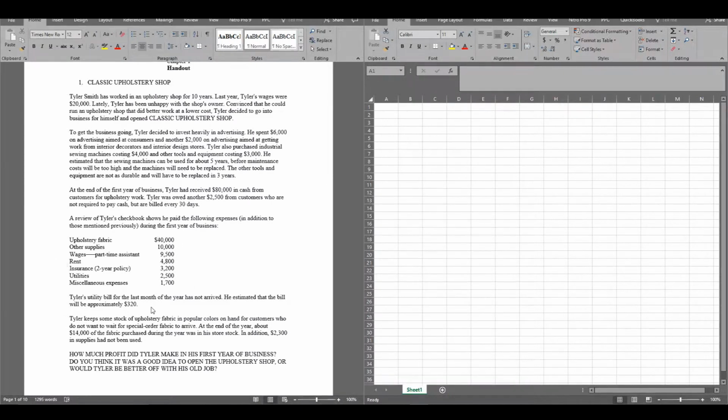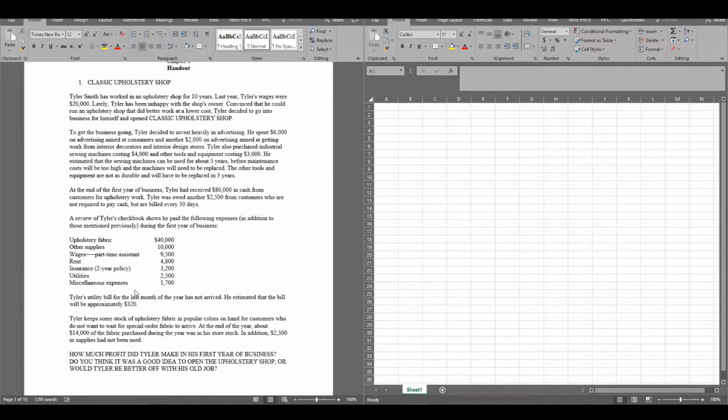Tyler's utility bill for the last month of the year has not arrived, but he estimates that bill to be approximately $320. Tyler keeps some stock of upholstery fabric in popular colors on hand for customers who do not want to wait for special order fabric to arrive. At the end of the year, about $14,000 of the fabric purchased during the year was in his store stock. In addition, $2,300 in supplies had not been used. How much profit did Tyler make in his first year of business?